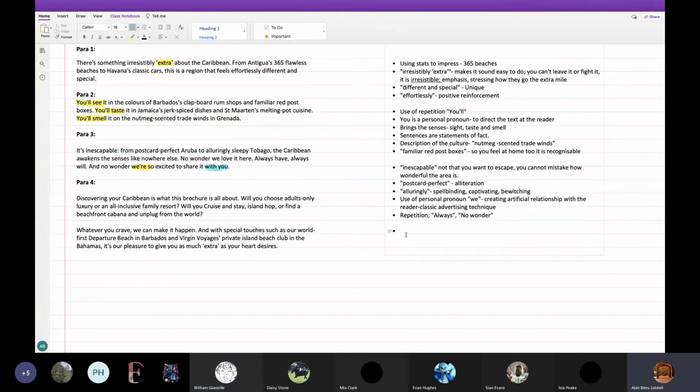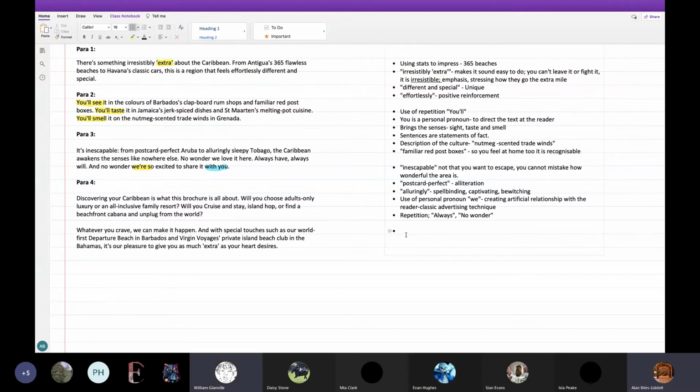So on to the last paragraph, paragraph 4 of this text. So discovering your Caribbean is what this brochure is all about. Will you choose adults only luxury or an all-inclusive family resort? Will you cruise and stay, island hop, or find a beachfront cabana and unplug from the world? Whatever you crave, we can make it happen. And with special touches such as our world first departure beach in Barbados and Virgin Voyages private island beach club in the Bahamas, it's our pleasure to give you as much extra as your heart desires. Well, what's going on in that paragraph?